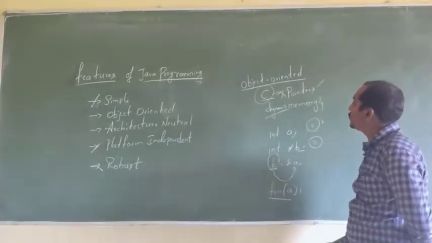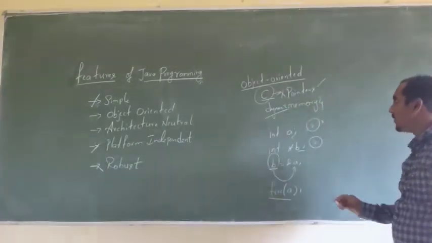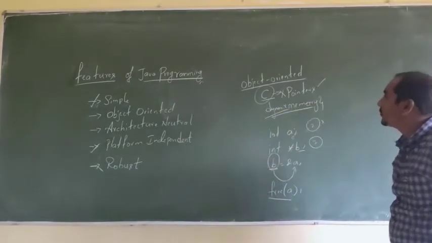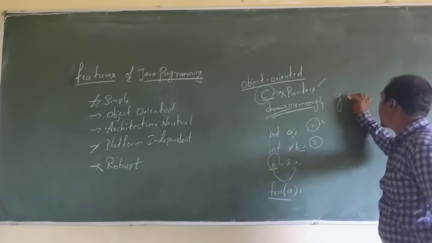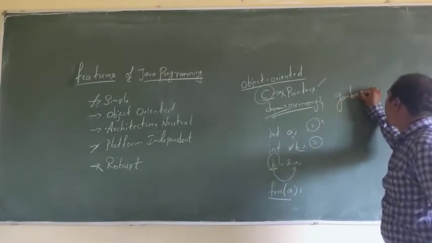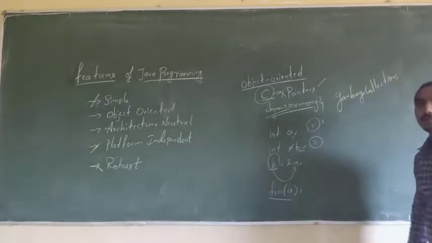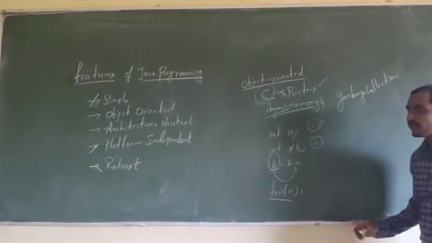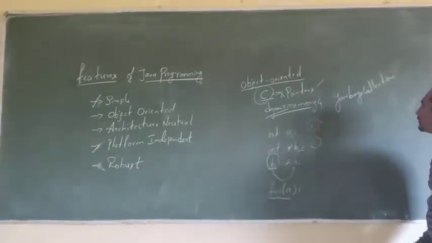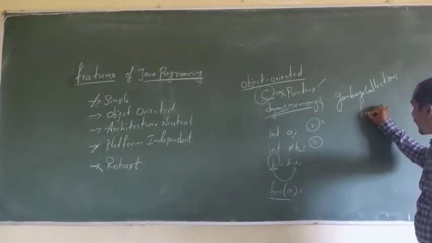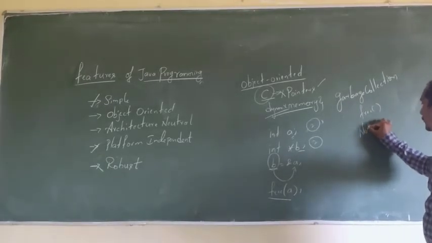In Java programming there is no concept of pointers. Pointers are not there in Java programming, and instead of having the concept called dynamic memory allocation, Java has something called garbage collection. What is garbage collection? Garbage collection is a feature that is built into Java programming or the Java compiler, which is used to free or deallocate the memory which is not used.